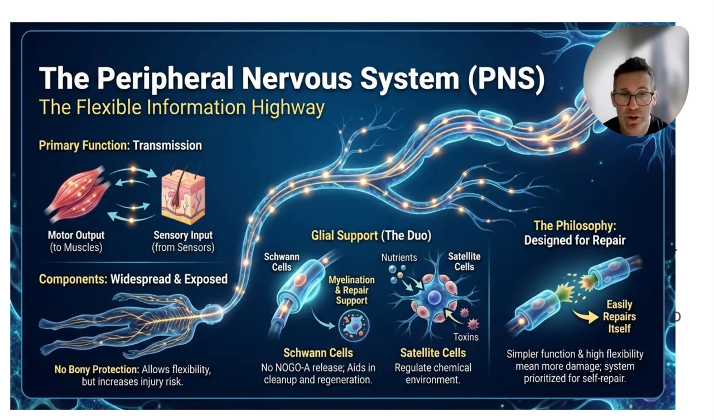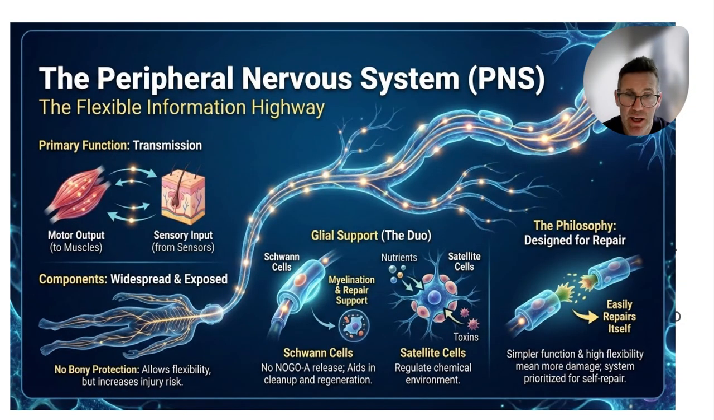And here, rather than the 4 glial cells that we have in the central nervous system, the astrocytes, the oligodendrocytes, the microglia, and the ependymal cells, here we only have 2. We have the Schwann cells and the satellite cells. Now, the satellite cells play part of the role that the astrocytes would play in the central nervous system, helping to regulate the chemical environment that the neurons survive within, taking nutrients in and removing toxins.